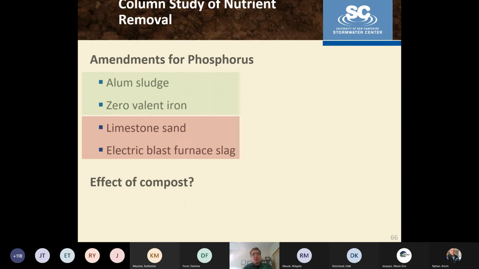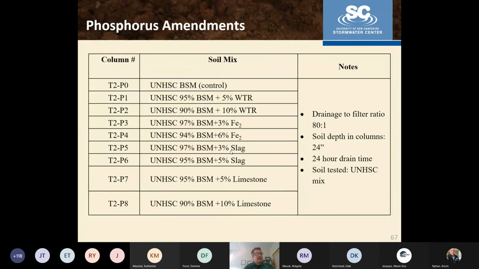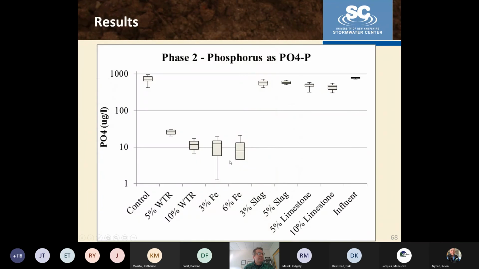I said we're really focusing on these immediate amendments, and this is based on some column studies we did early on, where we looked at a range of different promising media amendments and really focused on two: the alum sludge, so that's the water treatment residuals, and the zero valent iron. So limestone and slag really didn't do much. And I'll show you the data.